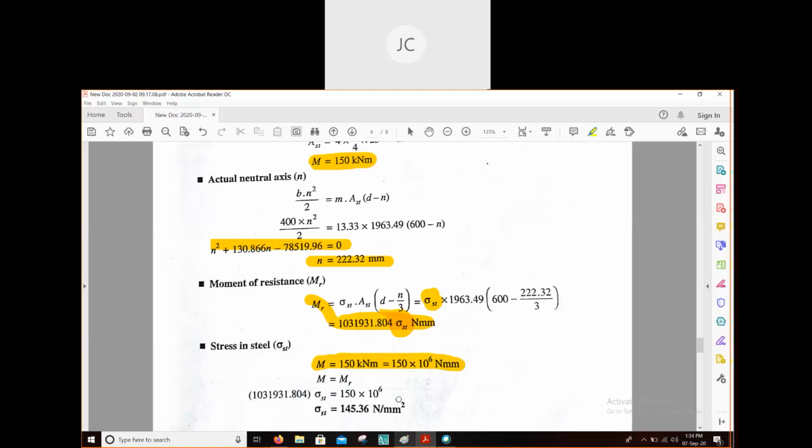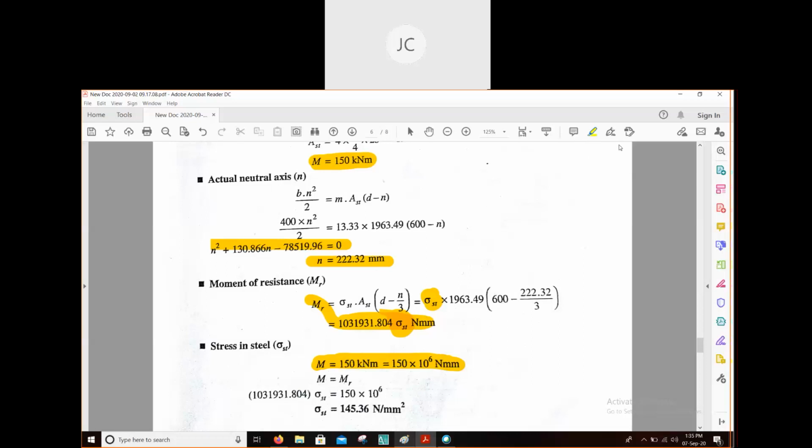Next, another thing we have to find out is sigma c, the stress in concrete. We have got the value of sigma st, so now we have to find sigma c. Can anyone tell me which equation we have to use to find the value of stress in concrete? You can go through the class notes or the PDF which I shared with you in the last class. You can see all the formulas given.